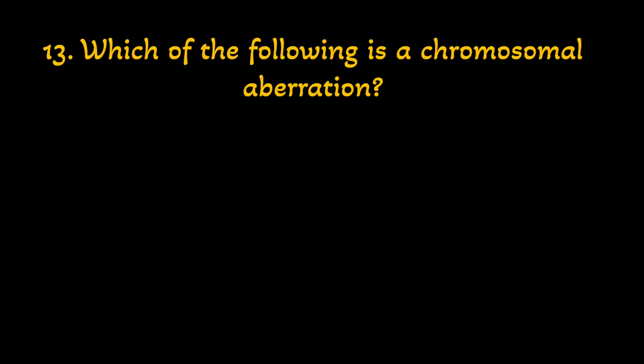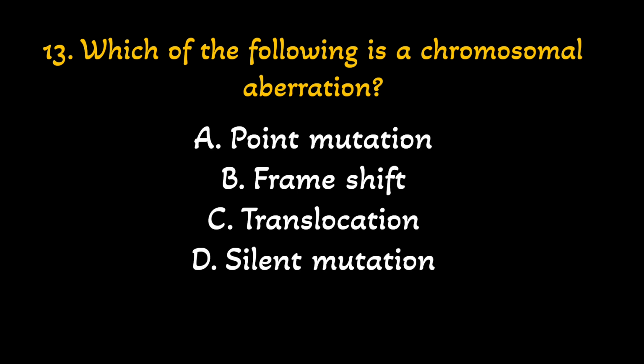Now let's see the 13th question. Which of the following, 4 options will be displayed to us and we have to find out which among the 4 is a chromosomal aberration. So now let's find out what the options are. Option A is point mutation, option B is frame shift, option C is translocation, and option D is silent mutation. So what do you think is the correct answer, student?